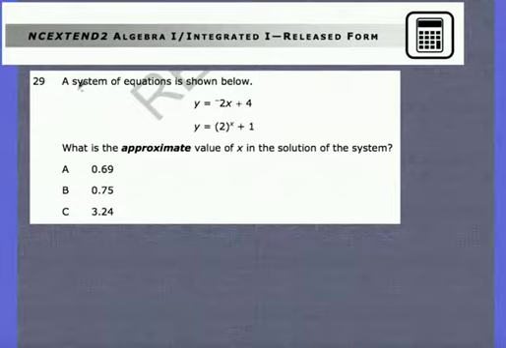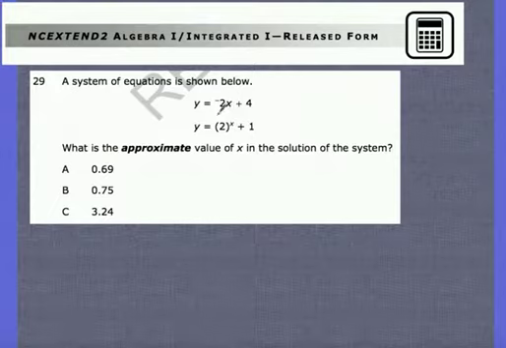So for one, it tells us that we have a system of equations, and by looking at our two equations that were given, we can see that the first one is a linear equation, which means that it's going to give us a line when we graph it, and the second is an exponential equation, which means it's going to give us one of these curved lines that either goes this way or goes this way.